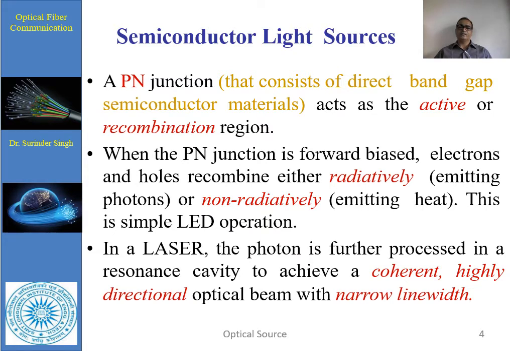Recombination takes place, and the PN junction must be forward biased in order to emit, as free electrons and holes recombine either radiatively or non-radiatively. The radiative and non-radiative recombination decide the efficiency of the LED. In a laser diode, there is a further process to achieve high radiance, high coherence, and narrow linewidth, which is basically desired in the laser.